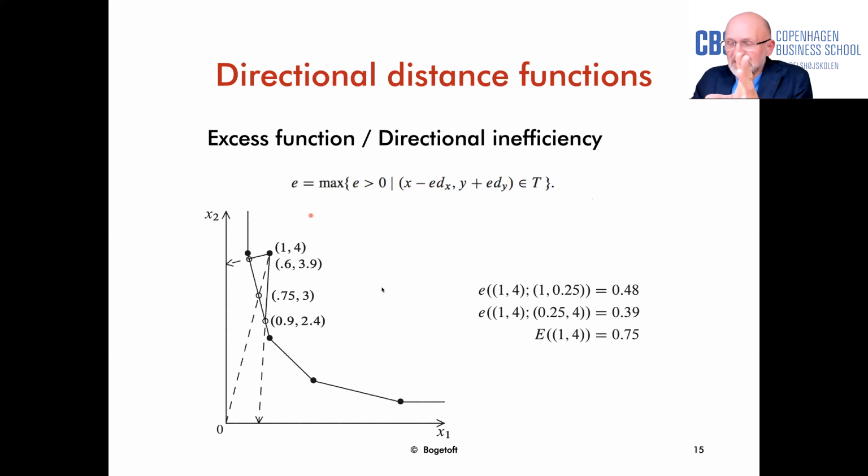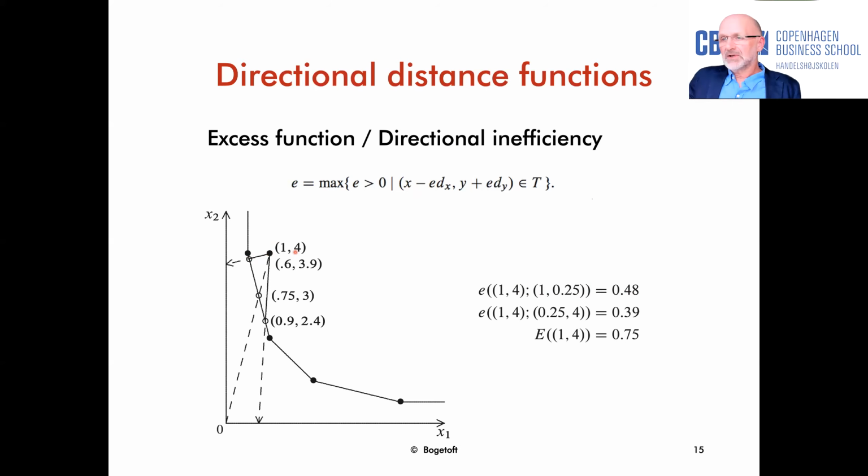And here I have just fixed output, so let's forget about this. So how many times can I reduce my input vector with this vector here? And if I can reduce it, you can see, for example, here, I've calculated it. You can reduce the input consumption in this direction 0.48 times. So you can take more or less half of this input vector and subtract it from the present input level and still be inside the frontier.